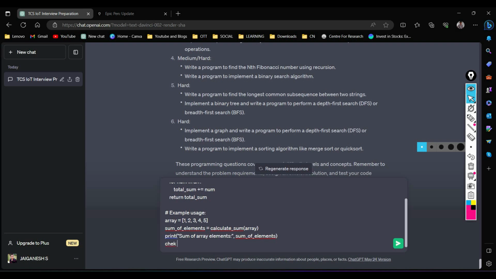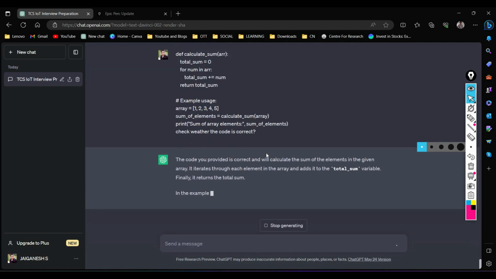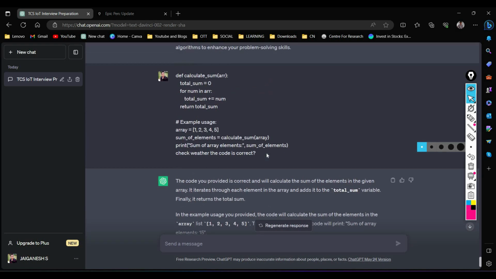So check whether the code is correct. I am just giving the code, and then I'm asking ChatGPT to check whether the code is right or not. The code that you have provided is correct and will calculate the sum of elements in the given array. So that is what I have been coding for, and I have achieved this particular result.